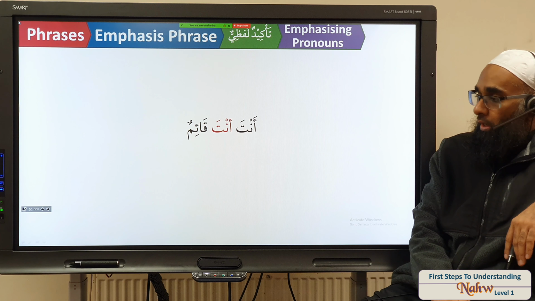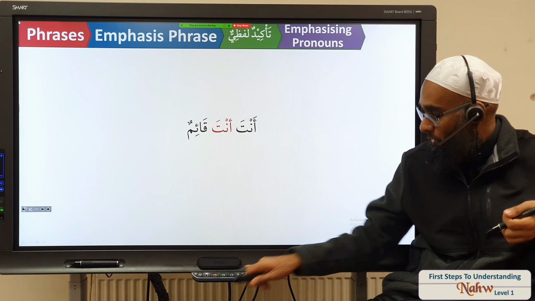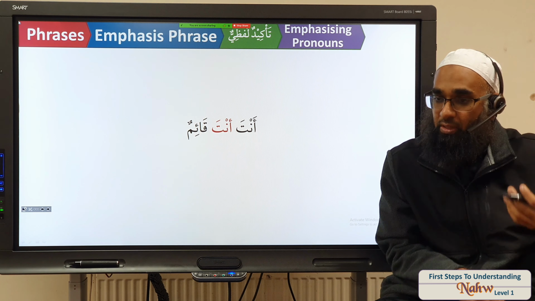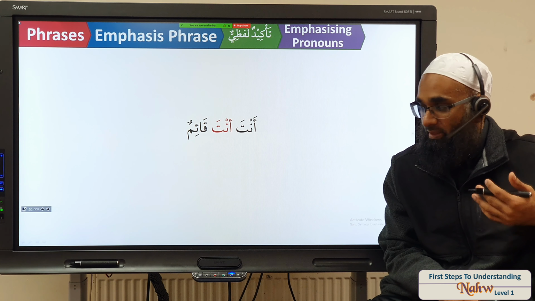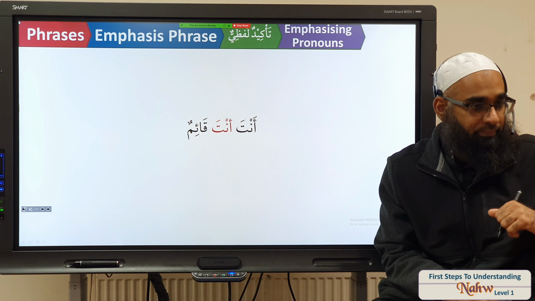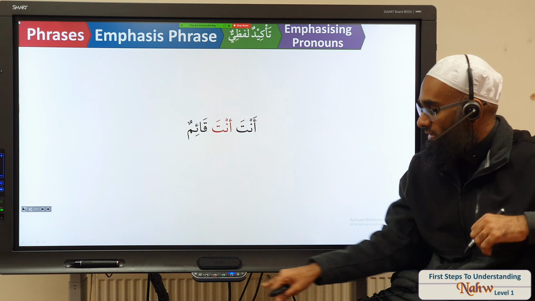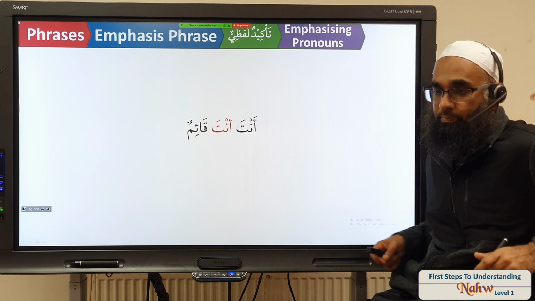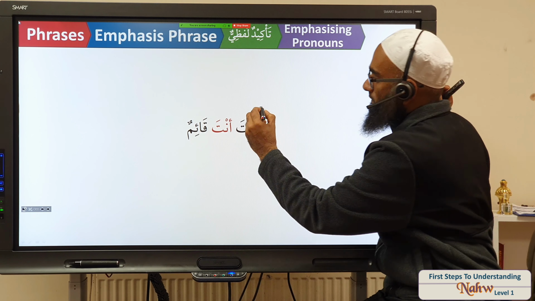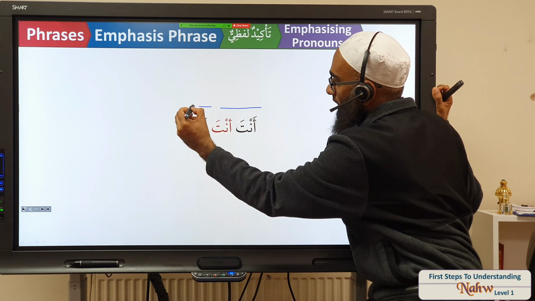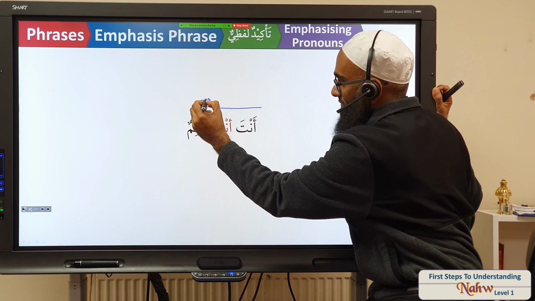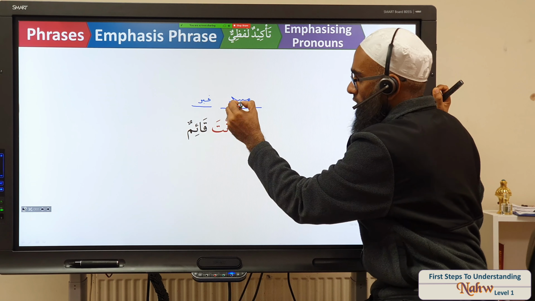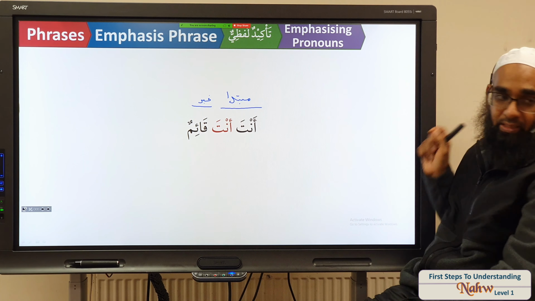So, if I have the word, look here, simple. We have a dhamir, and we're using the dhamir in a ta'keed phrase. So for example, anta qa'imun. So what's happening here? What's the tarkeeb of this? Anta is a mubtada, qa'imun is a khabar. Very simple. Yes? So we're also using the pronoun as a mu'akkad.